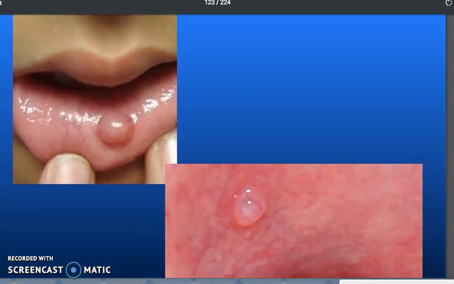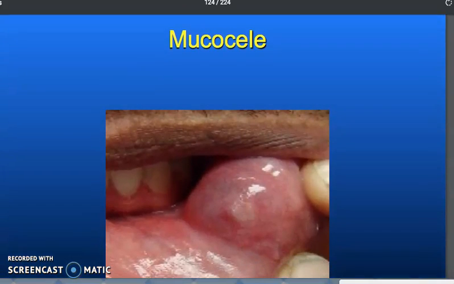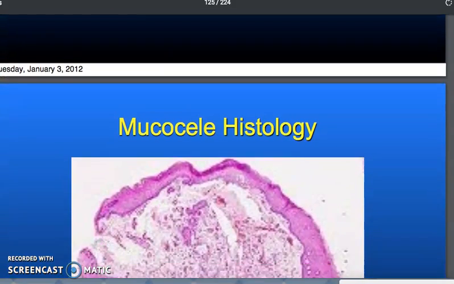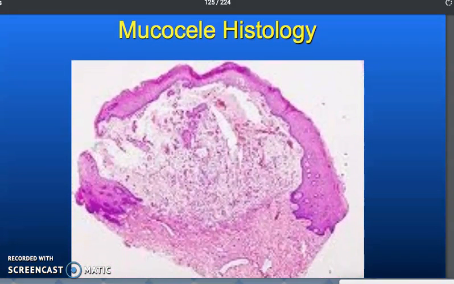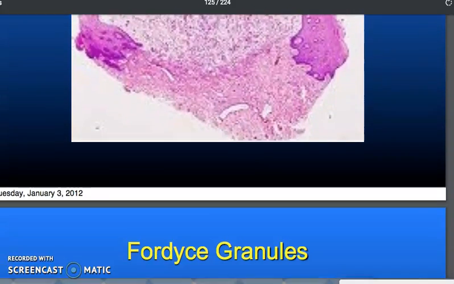Okay, so here we have some more images, and in this one you can see the watery substance in it. And again, the dentist can usually tell this by appearance and by palpation. And another mucocele. This is very large. Okay. So we just have some histology here of the mucocele. That's what it would look like under a microscope.